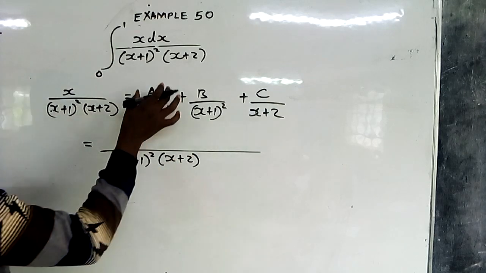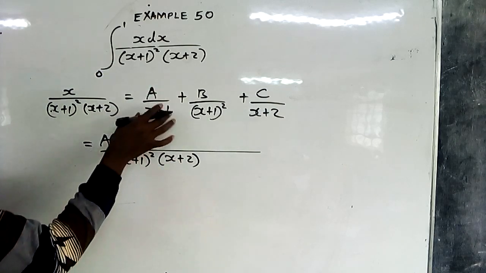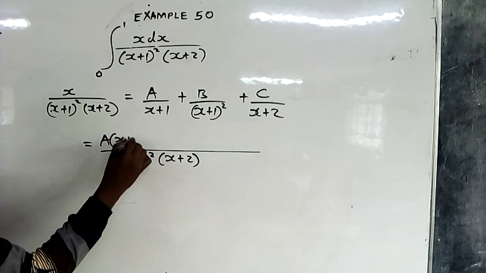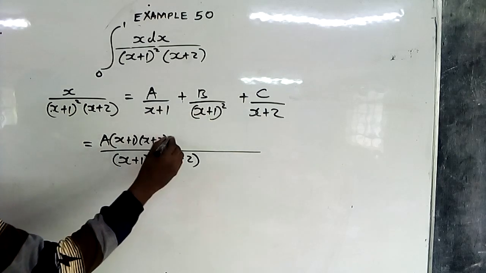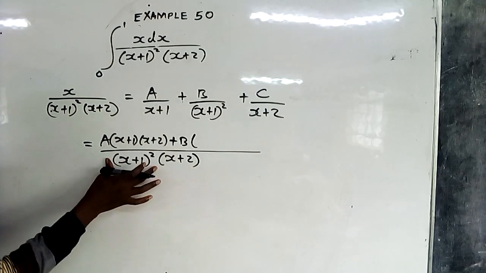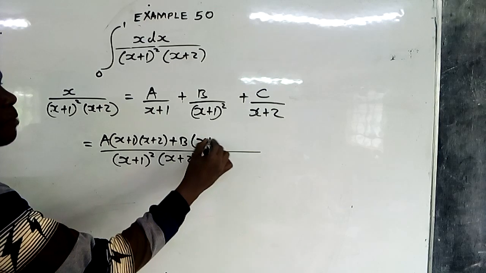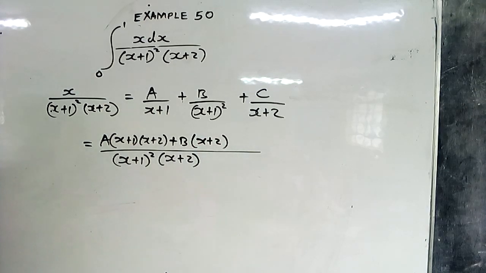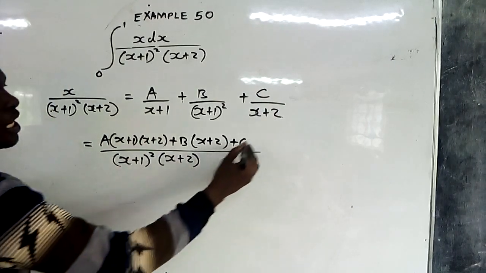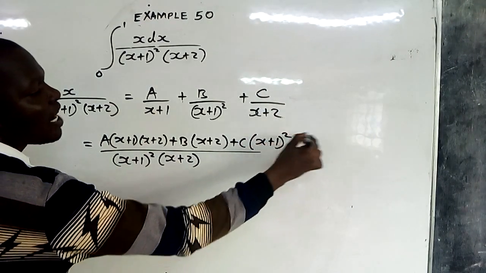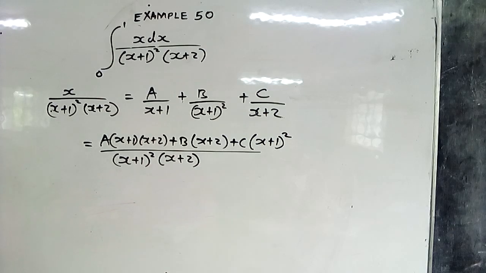So, start with this. A into (x plus 1) goes here how many times? It goes (x plus 1)(x plus 2) times, isn't it? You are done with that. Then plus B into (x plus 1) squared goes here how many times? It goes (x plus 2) times, isn't it? Then the next one, plus C into (x plus 2) goes here how many times? It goes (x plus 1) squared times, isn't it?